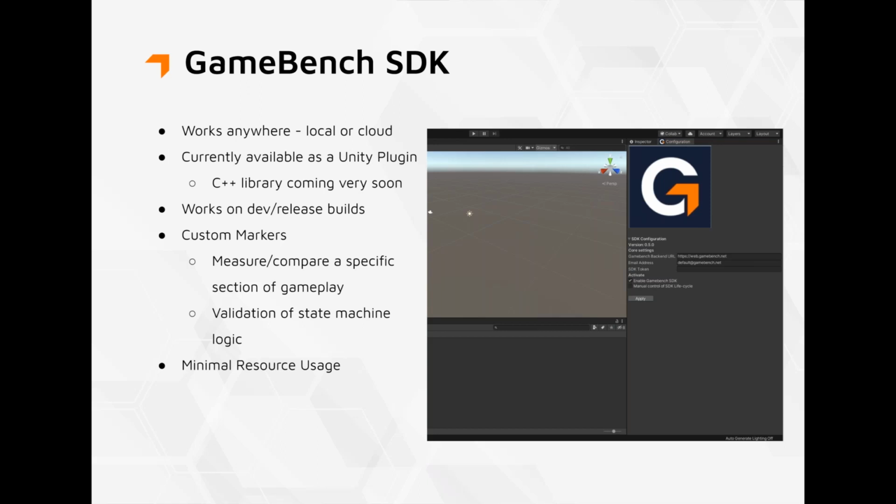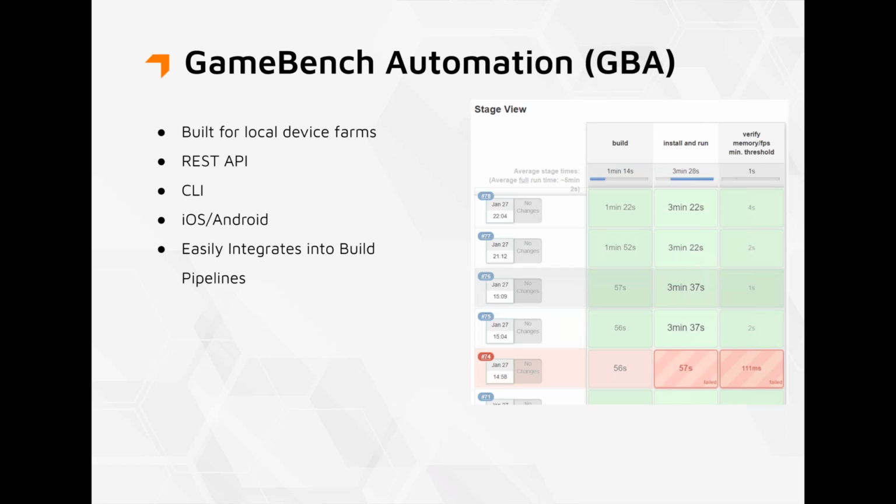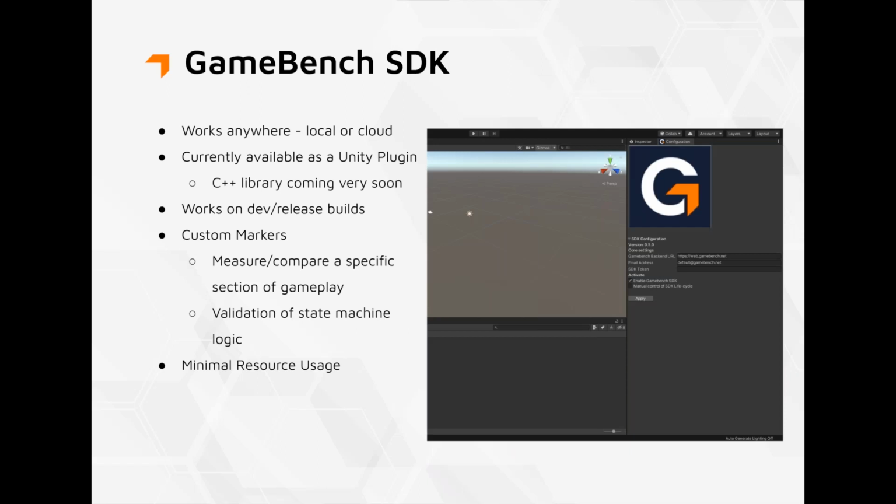And just like I mentioned on GBA, GBA runs outside of the phone, so there is just the slightest amount of overhead for the metrics collection. The SDK, while running inside the game itself, has been designed and verified by using a combination of local and cloud device farms to have minimal resource impact on your game as it's running and collecting these metrics.